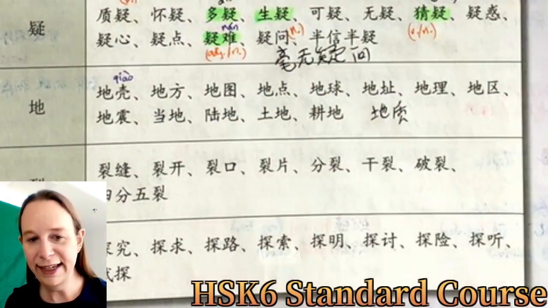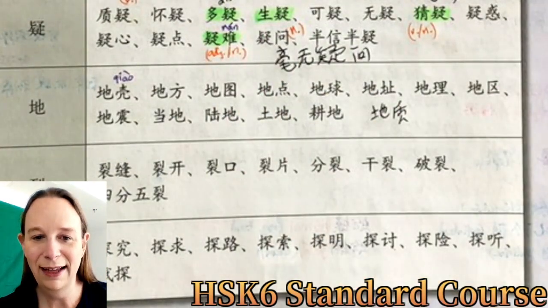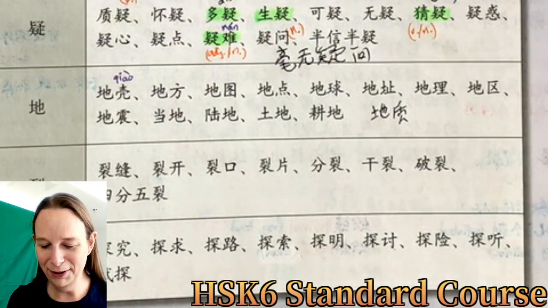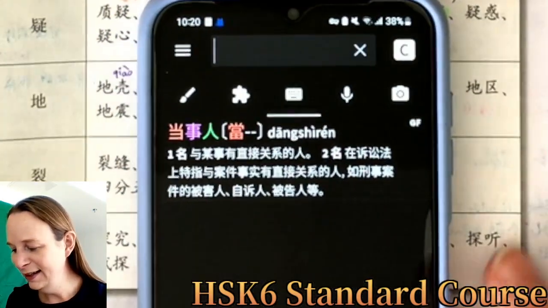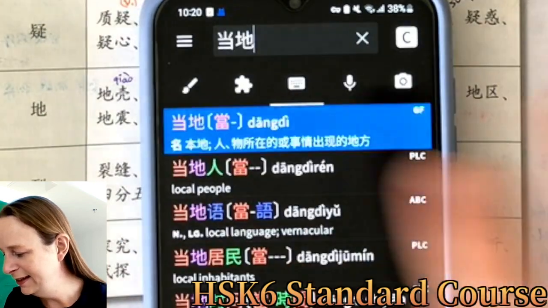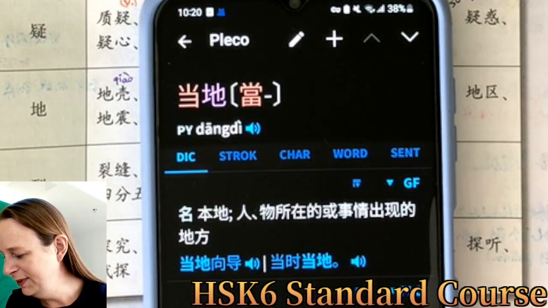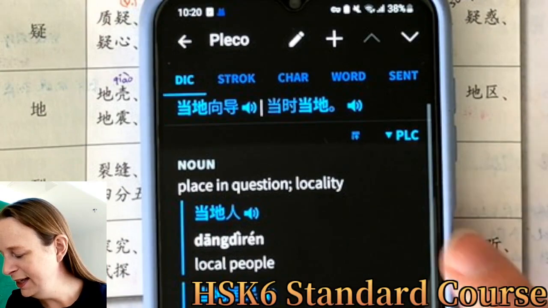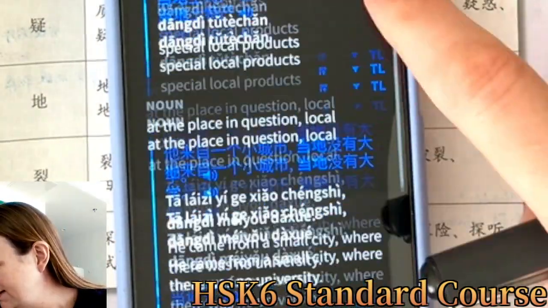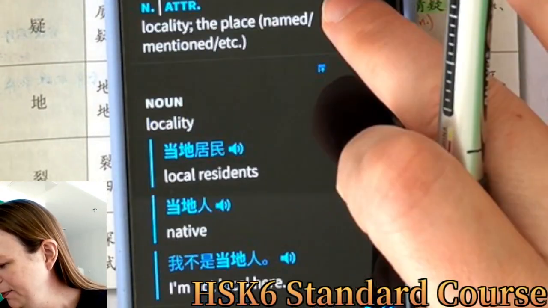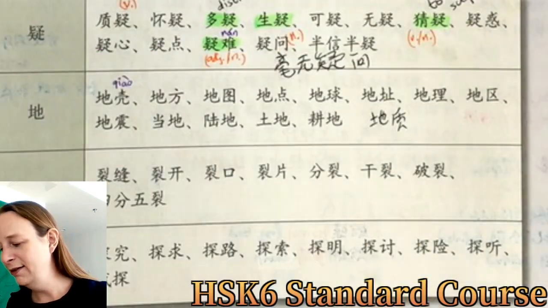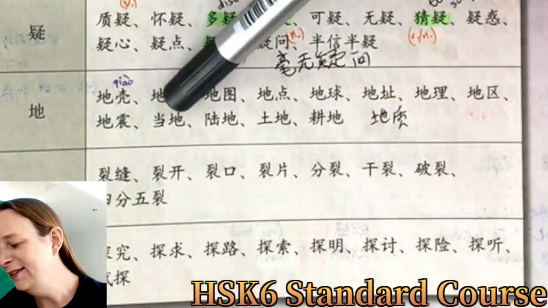当地. 当地 means local. 当地人, like, are you a local? 当地, literally meaning this place. 本地, yeah, local, place in question. 当地人, yeah. 你是当地人吗？当地人，当地居民，当地 blah blah blah. 我不是当地人 etc. Yeah, that's not hard.